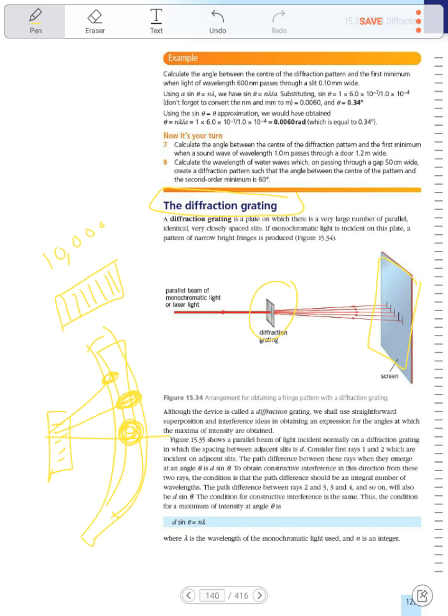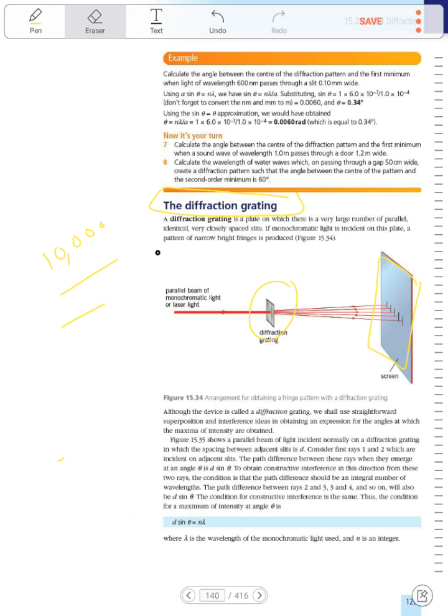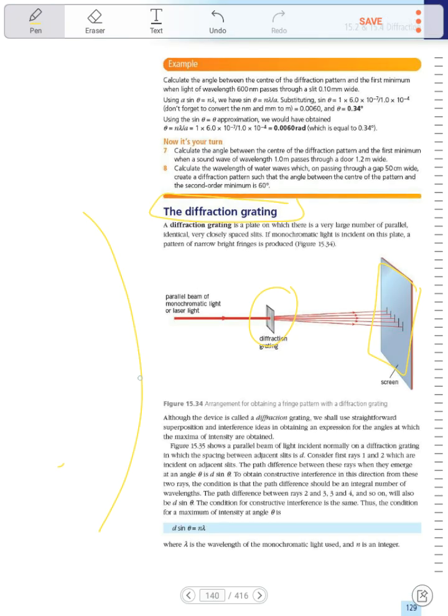We put a screen which is in a circular shape, so this angle is not equal to this angle. Now, what we will have here on the screen, as I said, is bright, bright, bright, and bright on both sides. This is the 0th order bright, this is the first order, second order, third order, and so on.